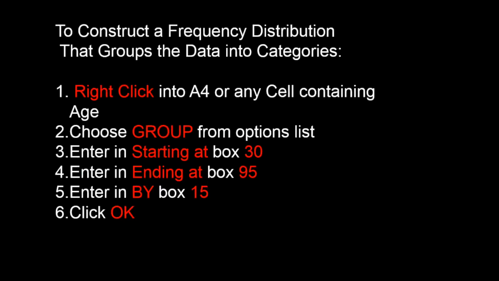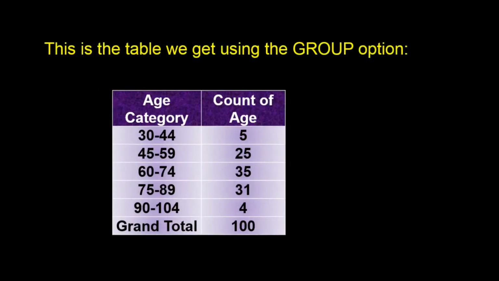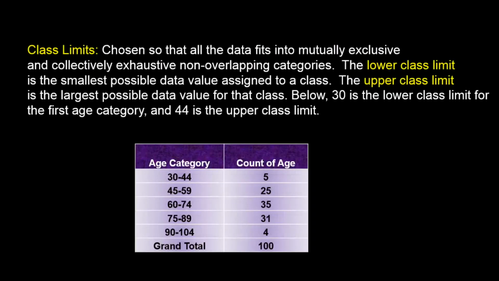Okay, so once again we can see the steps. They're very easy steps, and so a very tedious task becomes very simple using Excel. And we get a nice neat table using the group option. And I jazzed it up a little bit here, but that's basically what Excel gave us. Let's talk a little more about what a class limit is.